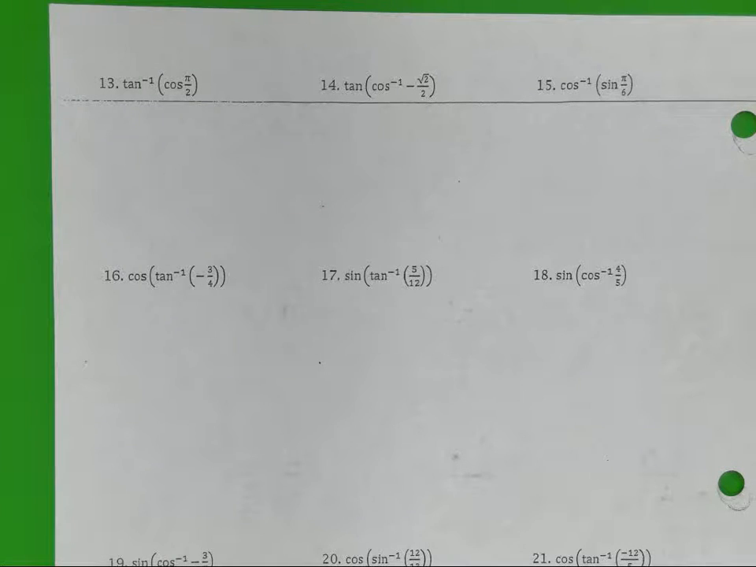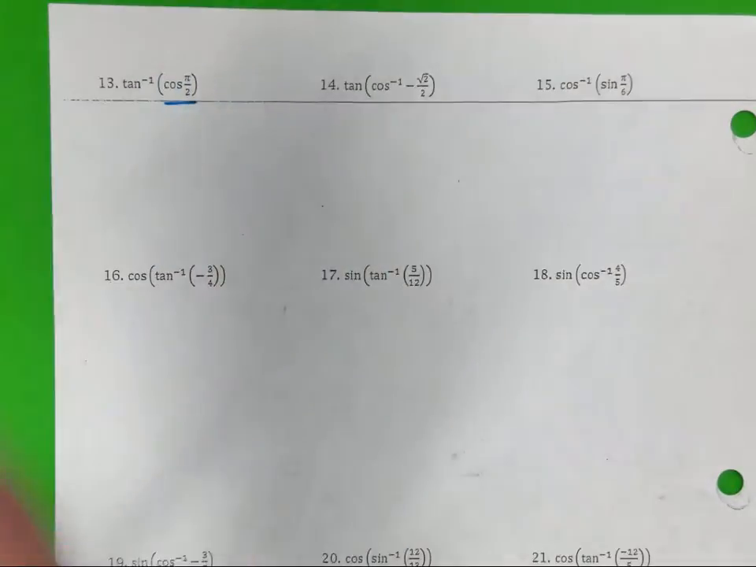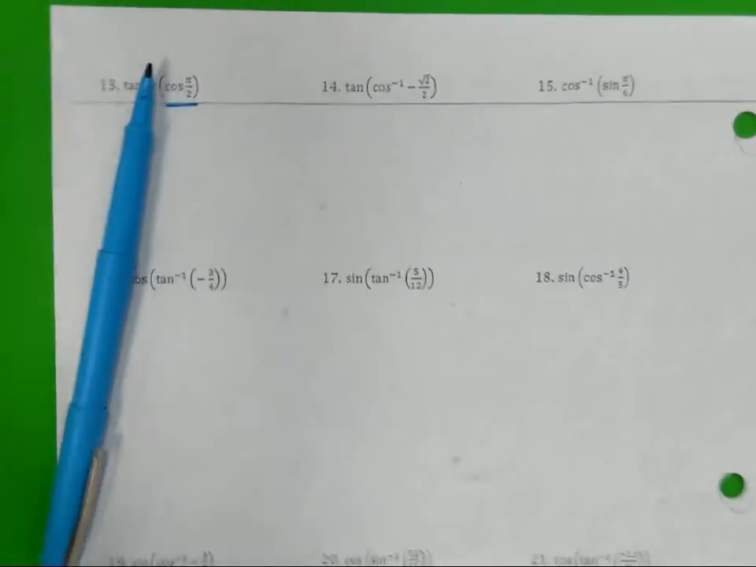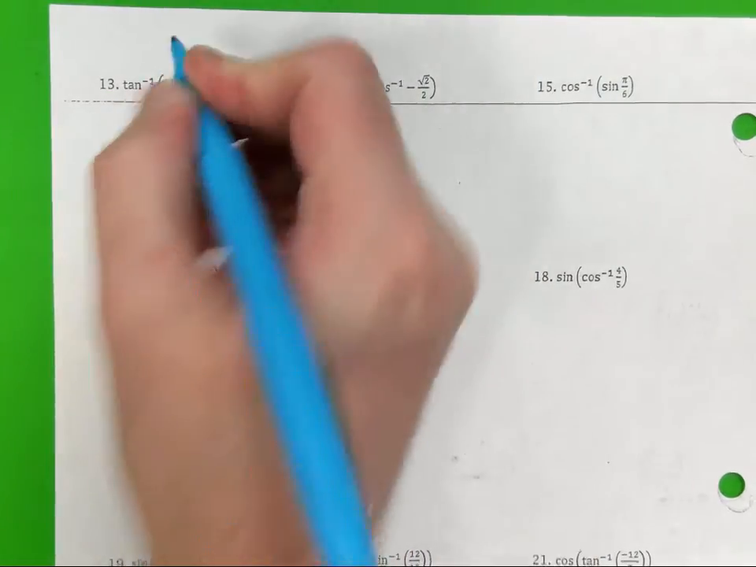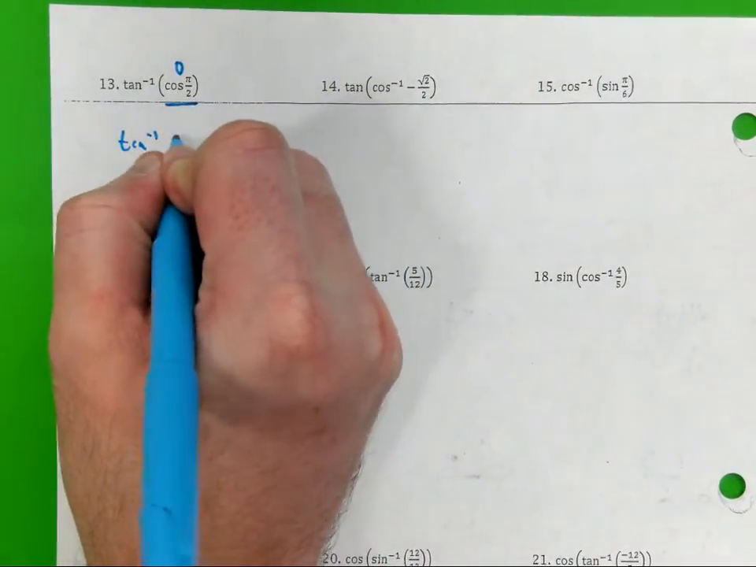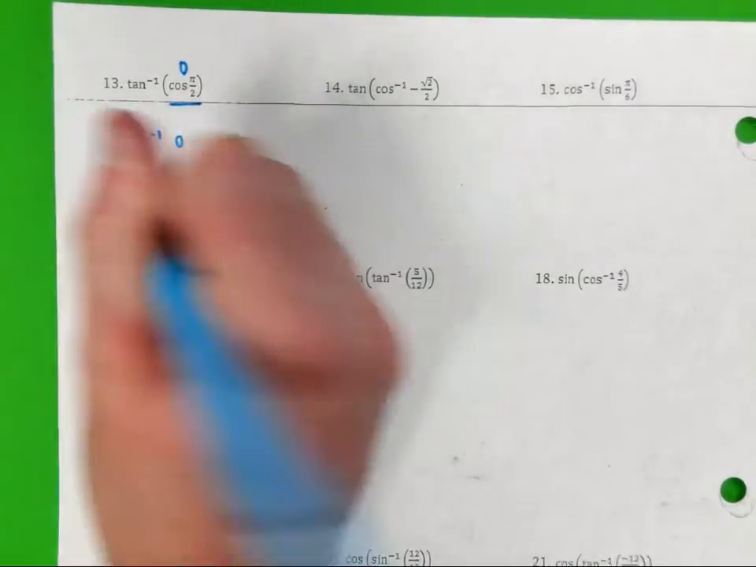Number 13. Cosine of pi over 2. What's cosine of pi over 2? Thank you, Derek. We got to know that. Cosine of pi over 2, what is it? 0. Thank you. Be confident. 0. Now I'm going to do arctan of 0. I feel like we just did that one. What is it? 0, yes.